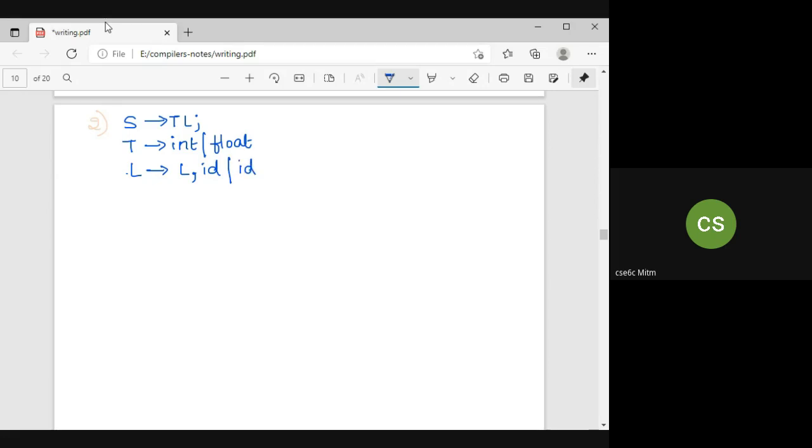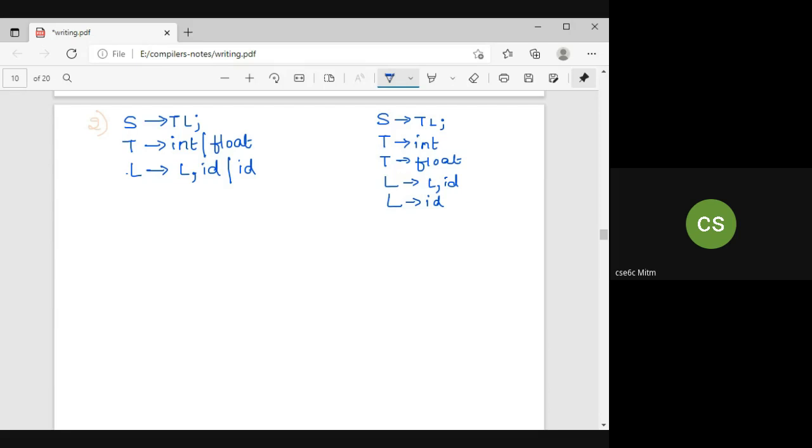In case you're getting confused, you can also split up the grammar and write it like this. S goes to T L semicolon. T goes to int. T goes to float. L goes to L comma ID. L goes to ID. You can split this and write it for your convenience, so that it will be easy for you to identify the body of the productions so that it can be reduced with the head of the production.